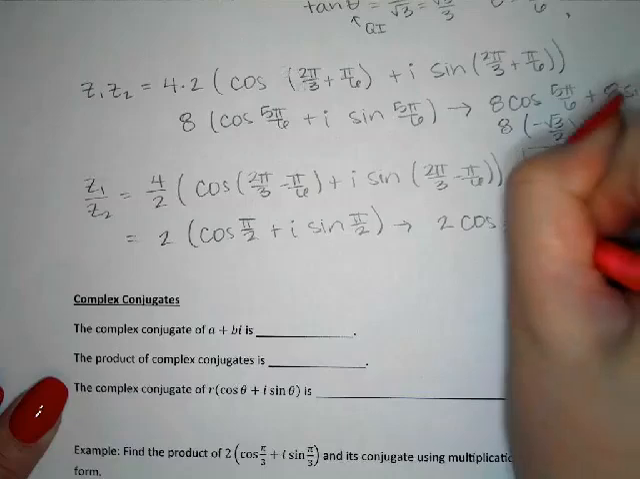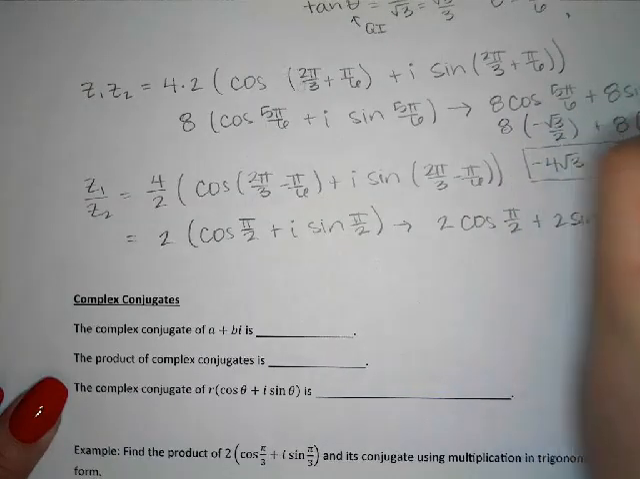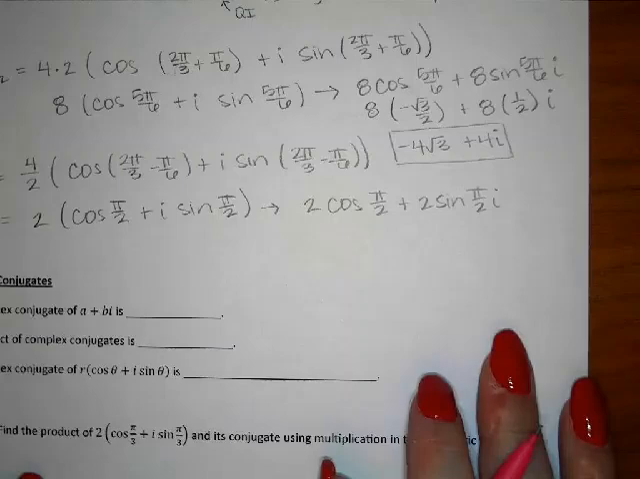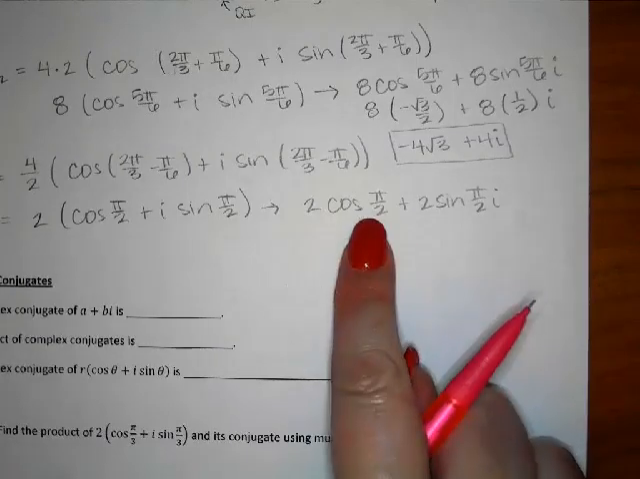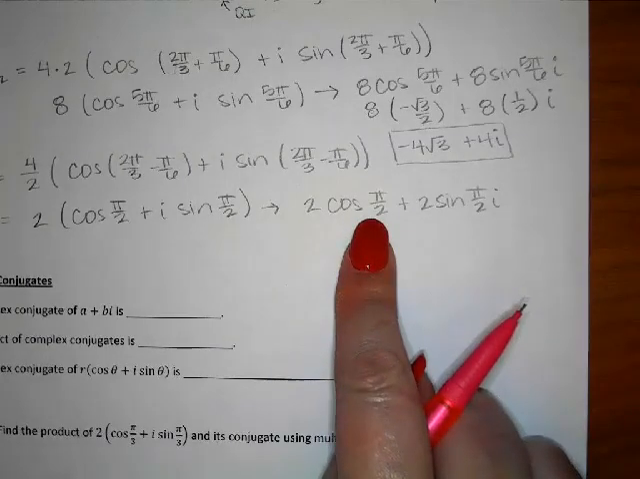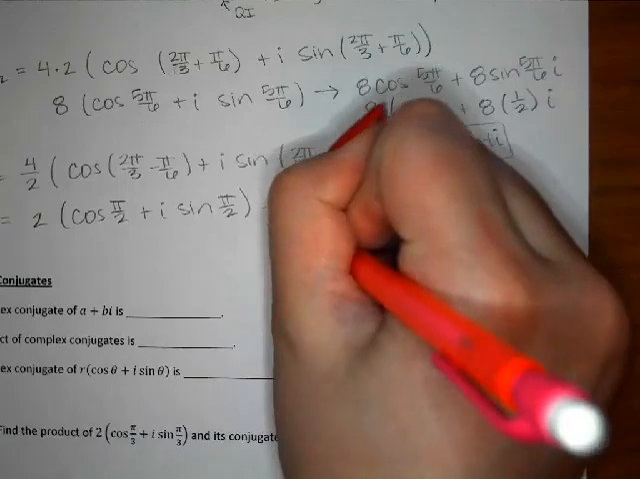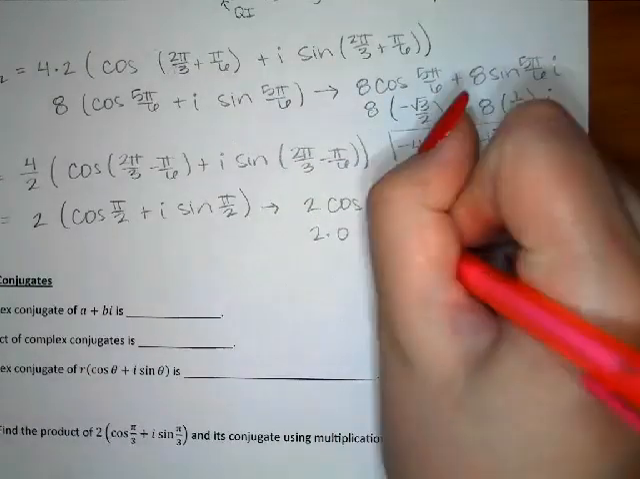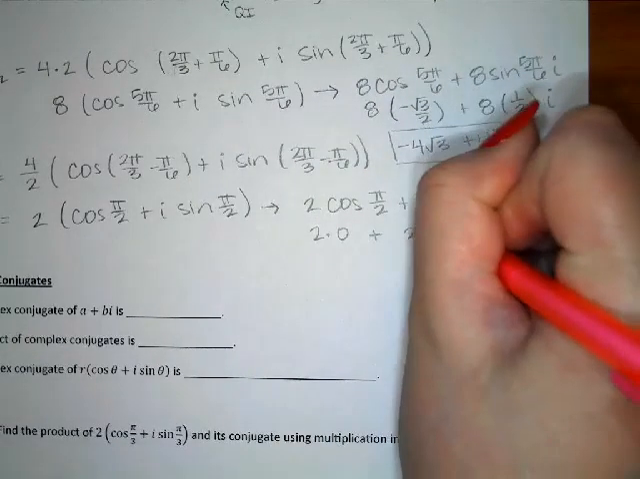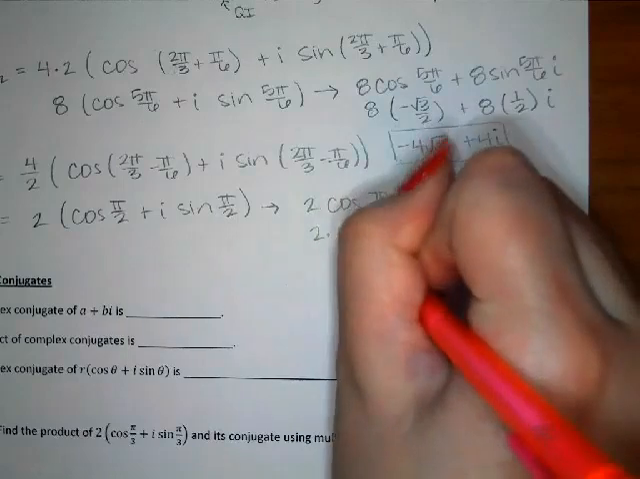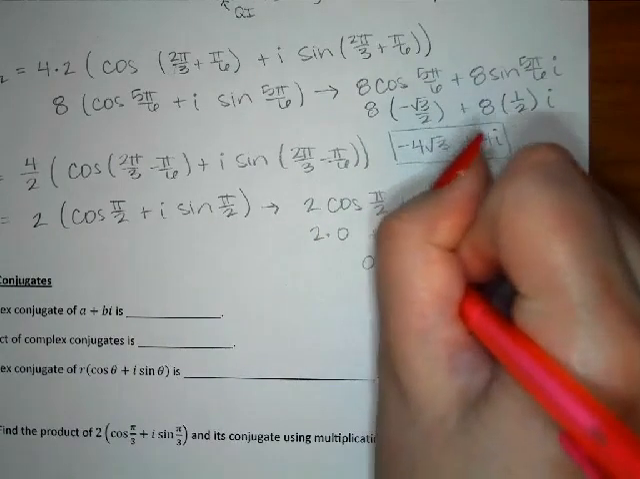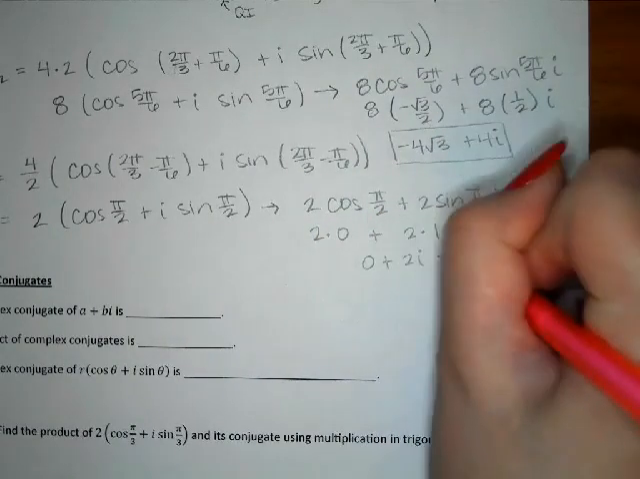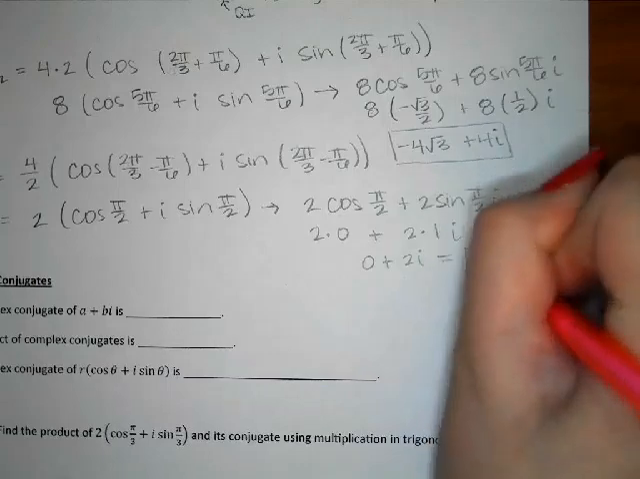Cos of pi halves is 0. Sine of pi halves is 1. So we have 0 plus 2i, which is just 2i. So this is a complex number that happens to only have an imaginary part. It does not have a real part. So here's our product. Here's our quotient.